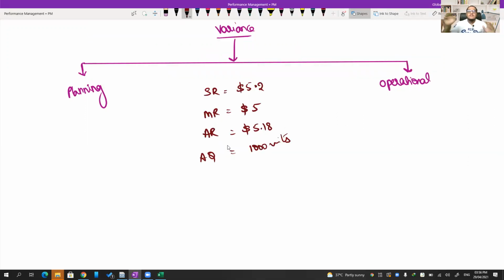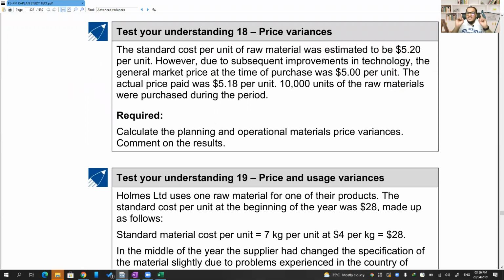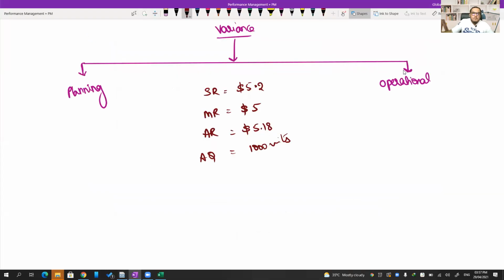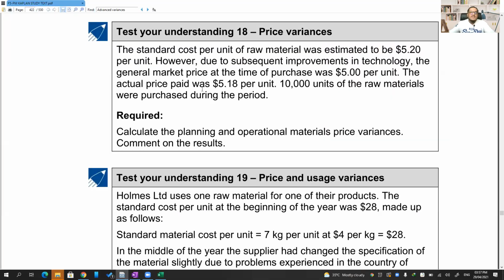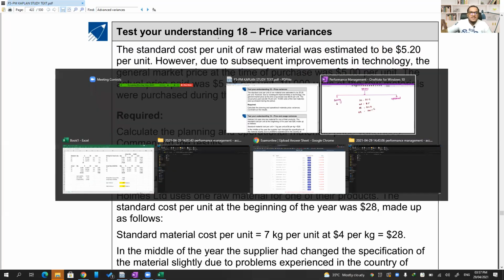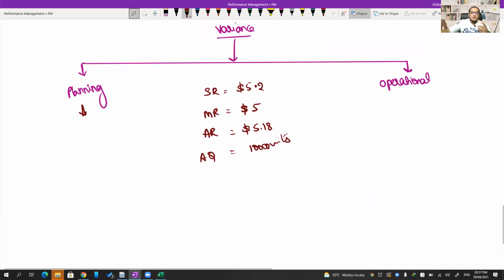They're asking you what is the planning variance and what is the operational variance. I'm able to see the numbers on the screen. I don't even need to understand the logic. So easy to do. See here, what they're telling me: you budgeted, you estimated the cost to be 5.2, but actually at the time of purchase, market price is only $5. So what was the planning problem? 10,000 units or 1,000 units? Okay, 10,000. As if it's going to make much of a difference to our answer. The logic will be the same. Good, anyways, thank you.